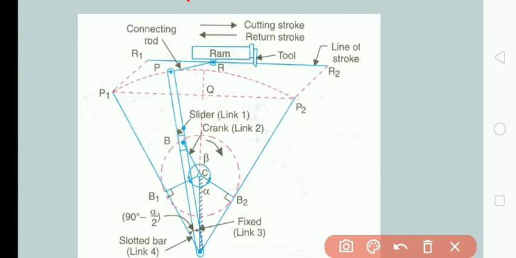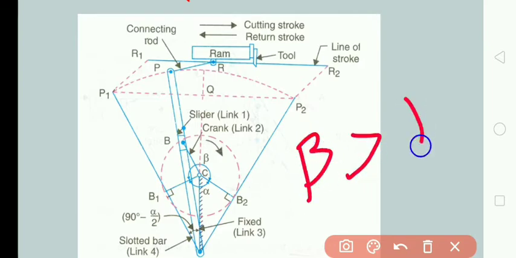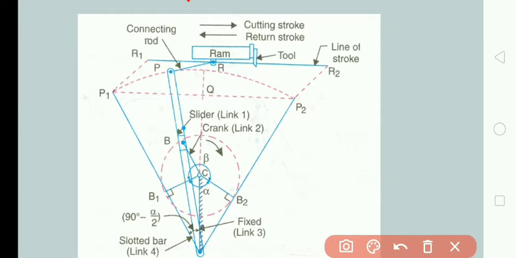This is due to the difference in angles, because angle beta is always greater than alpha. Beta is the angle turned by the crank during the forward stroke, and alpha is the angle turned by the crank during the return stroke. Now we can see another element here, that is PR. At end P we attach the ram. The ram is where we fix the tool. The shaper will fix a tool on the ram. So we fix the ram at the end P of the slotted lever.